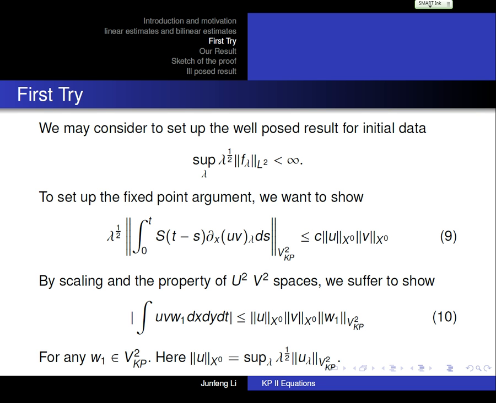By scaling, we can always scale lambda equal to 1, so we want to do this. And here the x0 lambda is just compared to this one, and for the linear solution it can just be bounded by the initial data, so everything should work if we could do this.